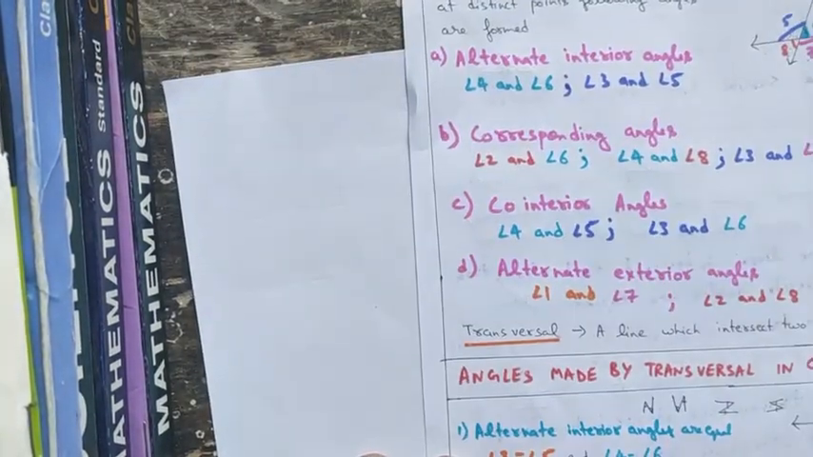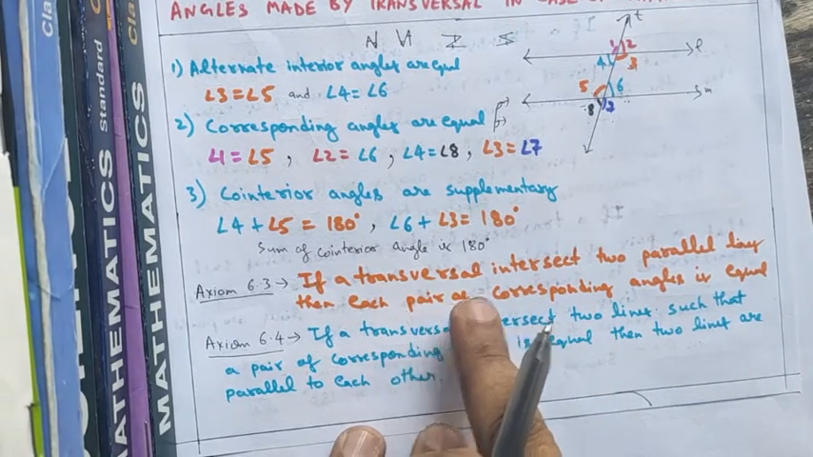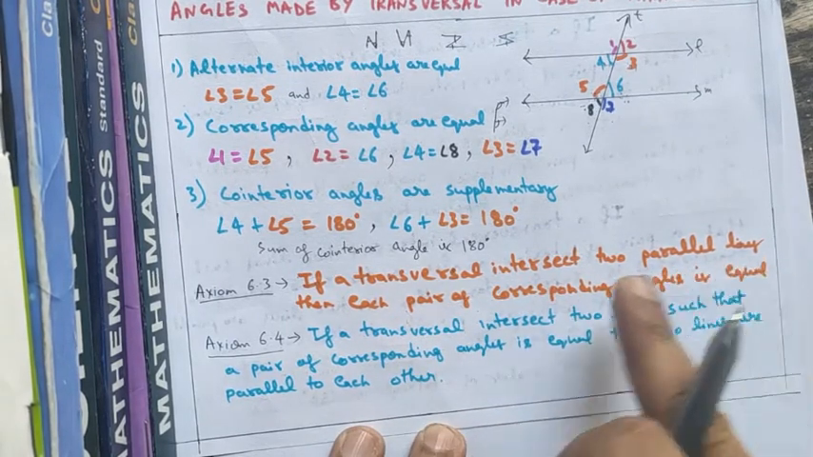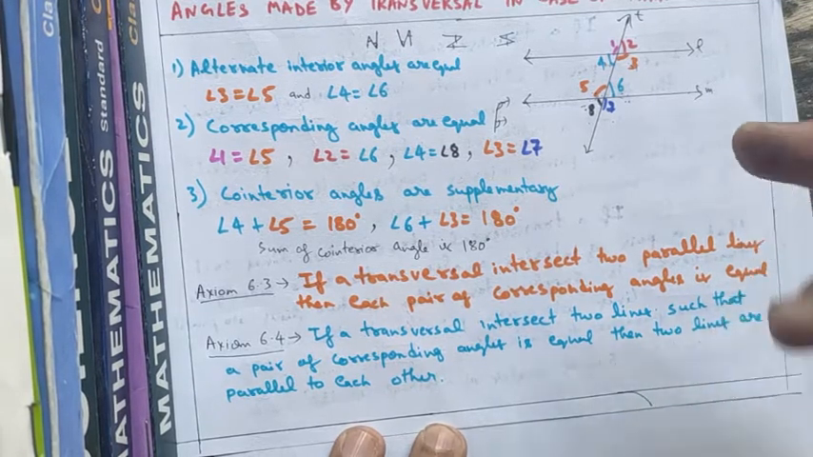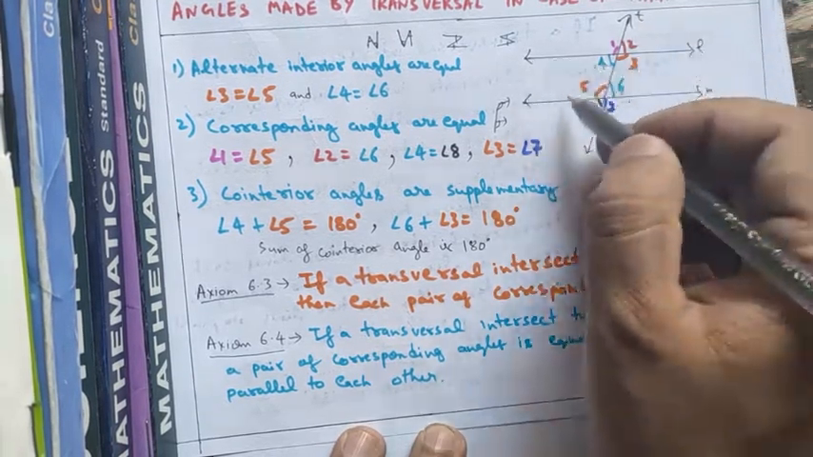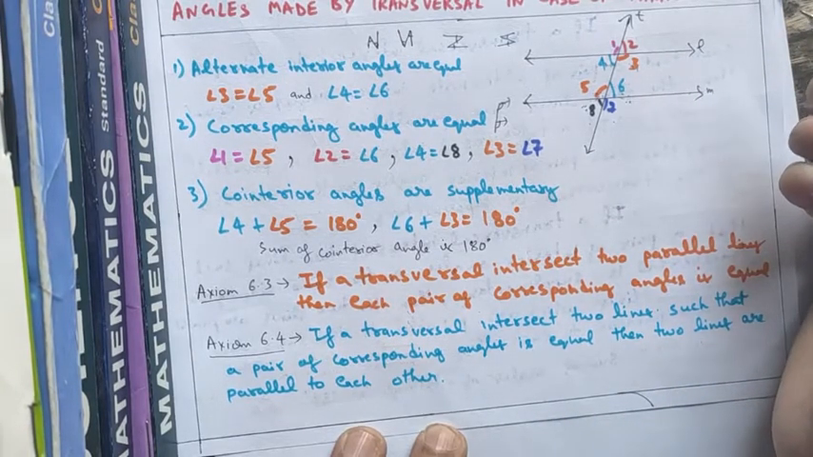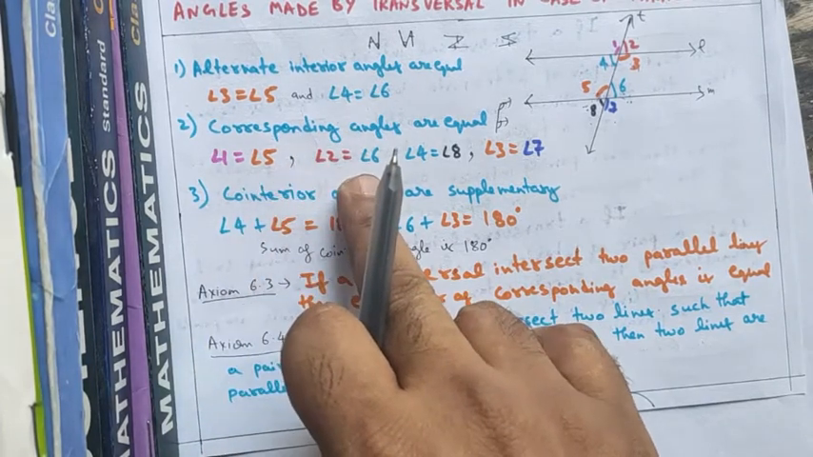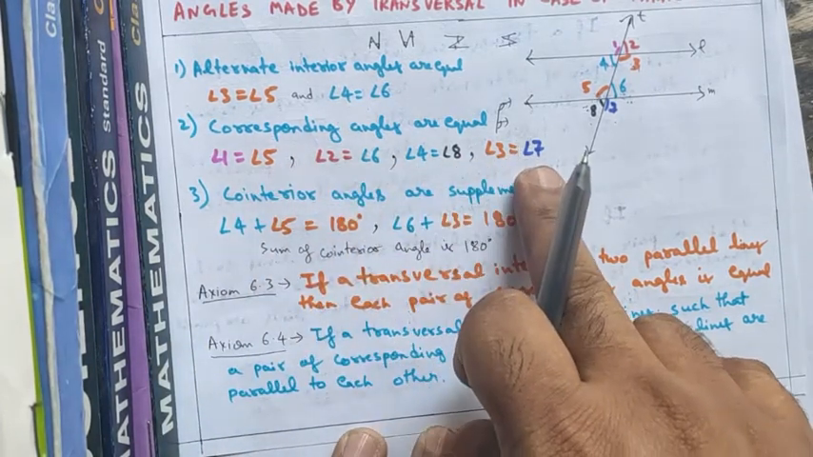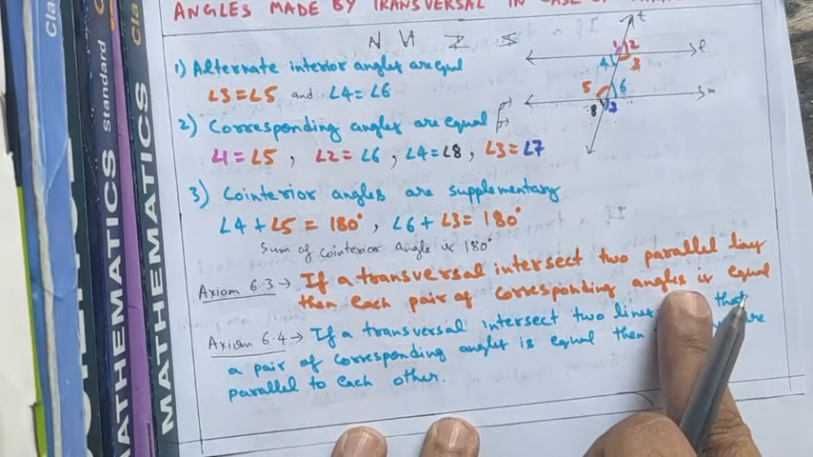Now we come to axiom number 6.3. In axiom 6.3, if a transversal intersects two parallel lines, then each pair of corresponding angles is equal. Okay, transversal T is intersecting two parallel lines, then each pair of corresponding angles, that is angle 1 is equal to angle 5, angle 2 equals angle 6, angle 4 equals angle 8, and angle 3 is equal to angle 7. Each pair of corresponding angles is equal.